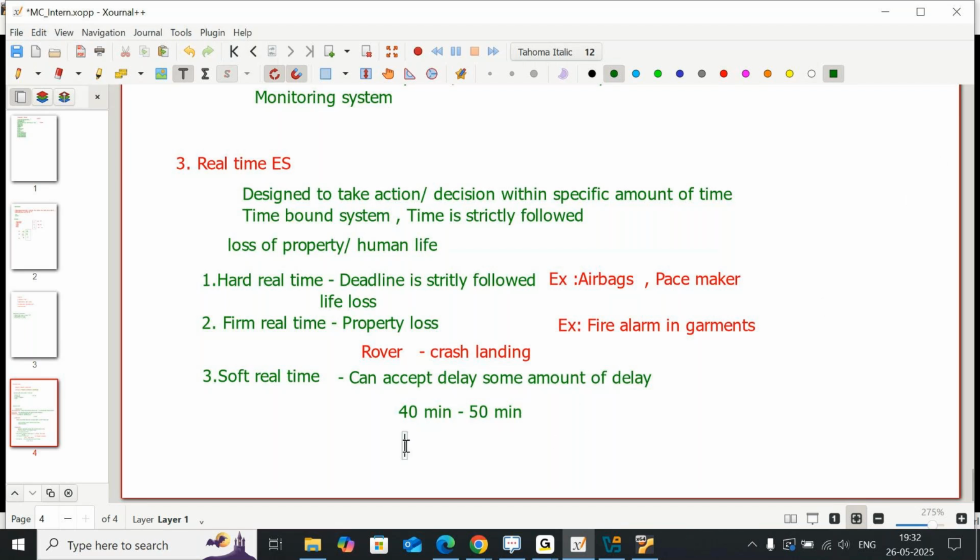Or consider Google Maps itself. When you enter the destination, it tells you 1 hour to reach. But due to some traffic or rerouting, the travel takes 1 hour 15 minutes. Will there be any problem? Is anyone going to be affected, is anyone's life going to be affected because of this? No, it's not a problem. So this is called soft real time.